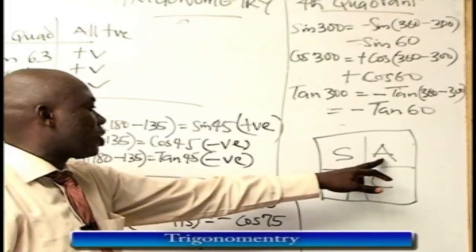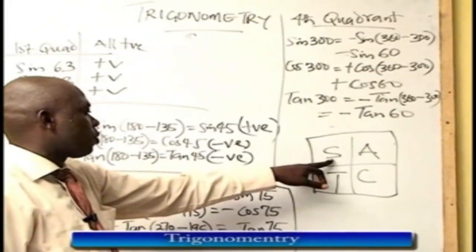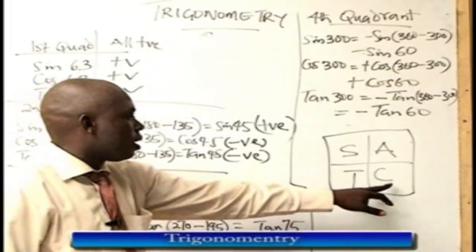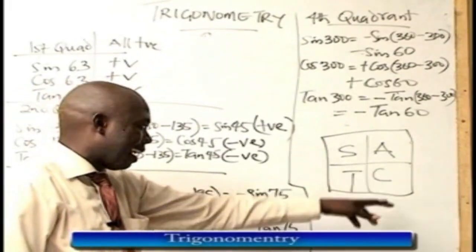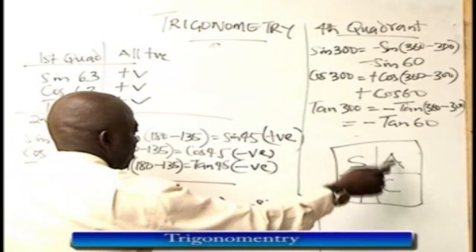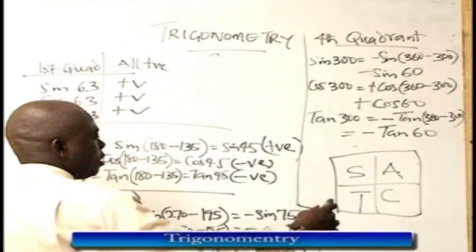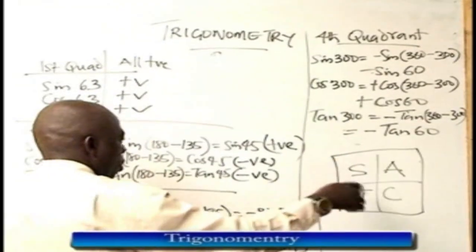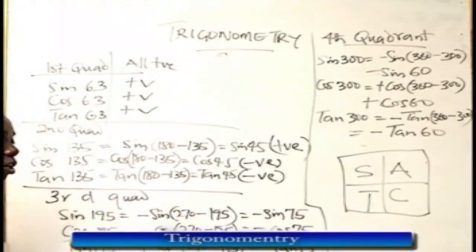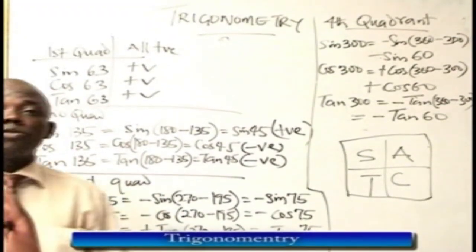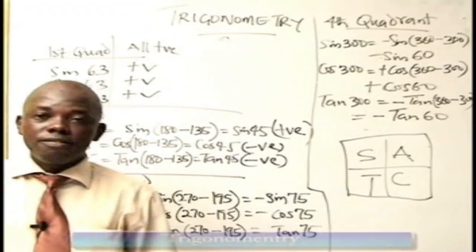A here stands for all, S here stands for sine, T here stands for tan, C here stands for cosine. So you can read it as CAST, C-A-S-T, cast, or you read it as ACTS, Acts of the Apostles, acts or cast. Whichever way, just make sure you memorize it and then you will not have any problem. Now we move on to angle of elevation and depression.